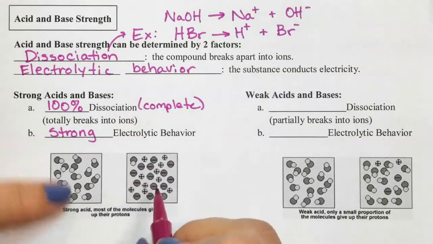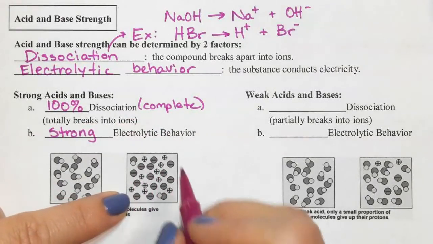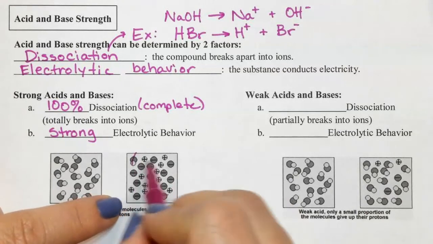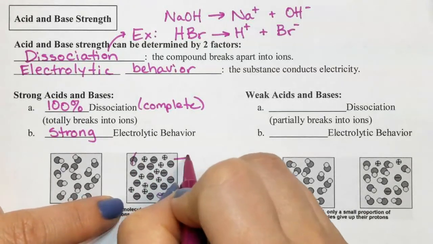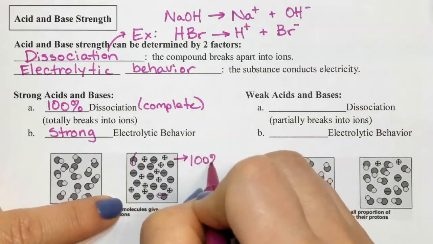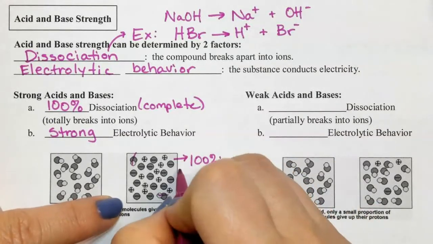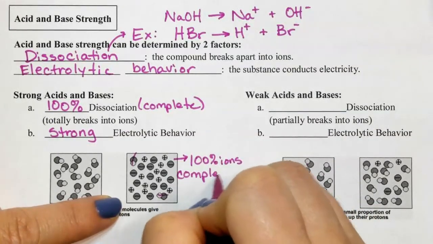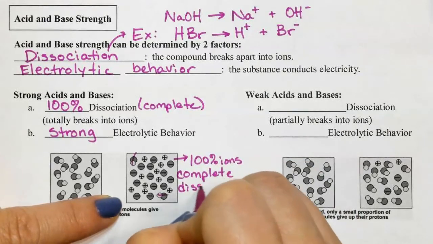So if we look in the box right here, everything in the box, with the exception of this one and this one, everything is a positive and negative. So we have 100% ions, which is a complete dissociation, and that makes it strong.